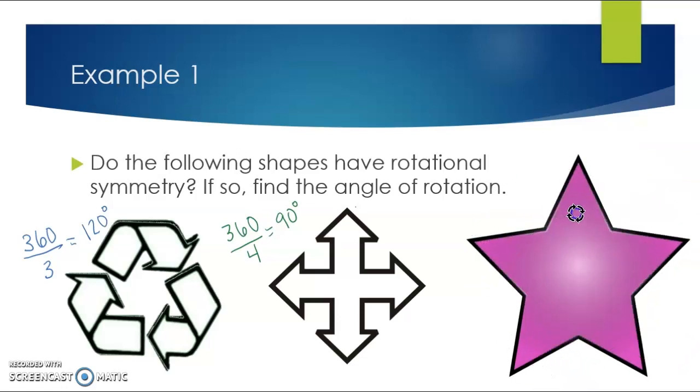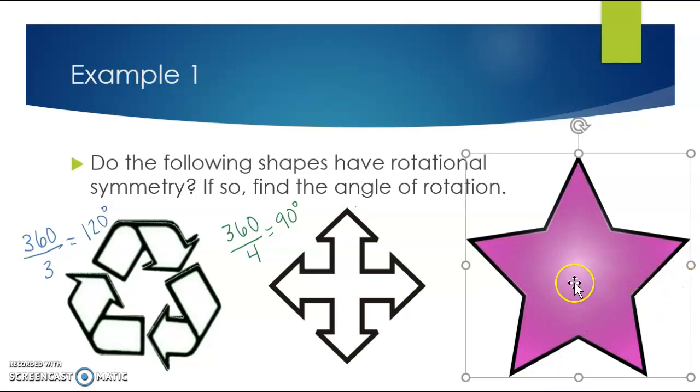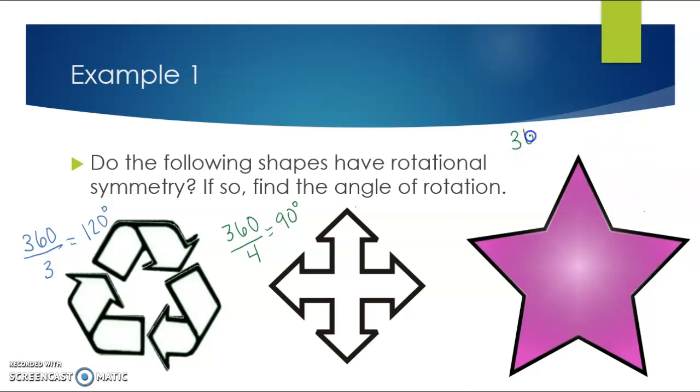4, and 5. The reason that one didn't work out perfectly is because the center of rotation is actually a little bit below the center. The image, the way it cropped, it's not rotating correctly. But this has 5 places or 5 positions that it can rotate and still be the same thing. So 360 divided by 5 is going to give me 72. So the angle of rotation is 72 degrees.